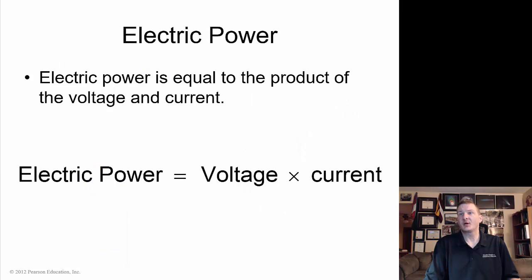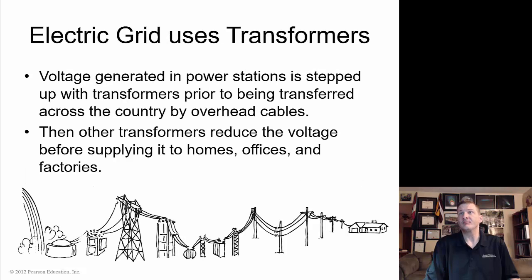And so this brings us to the equation for electrical power. It is voltage times current. And so the electrical grid in cities uses transformers. The voltage generated in power stations is stepped up with transformers prior to being transferred across the country by overhead cables. And then other transformers reduce the voltage, or step down, before supplying it to homes, offices, and factories.